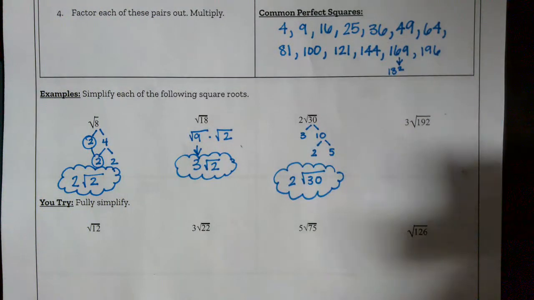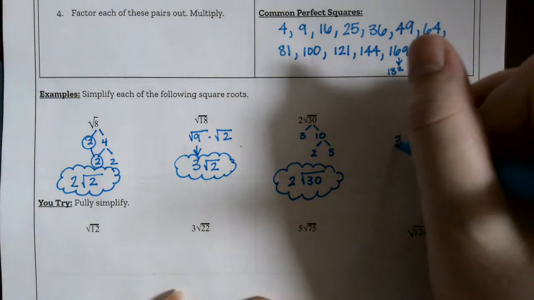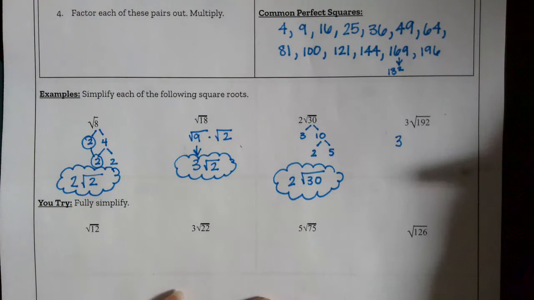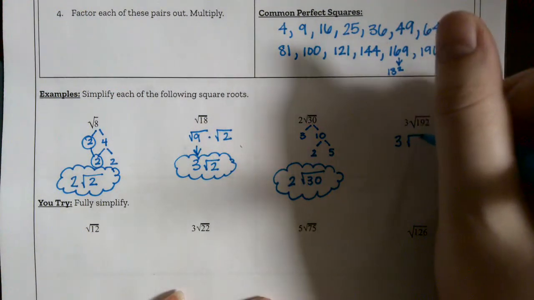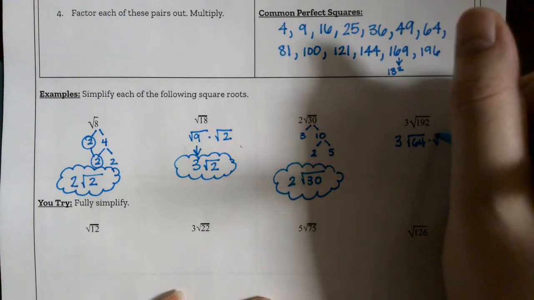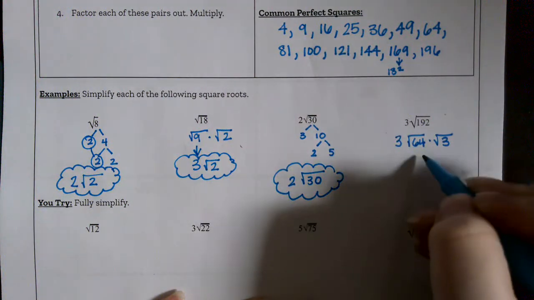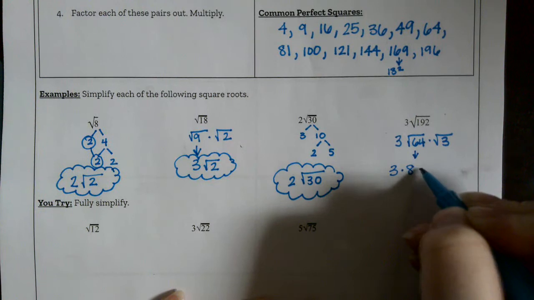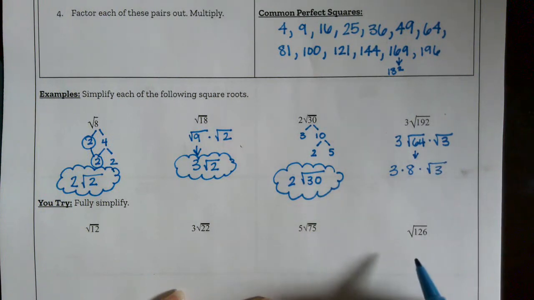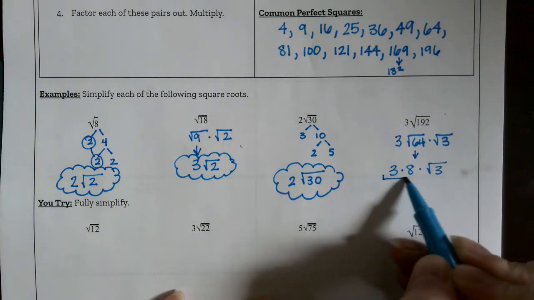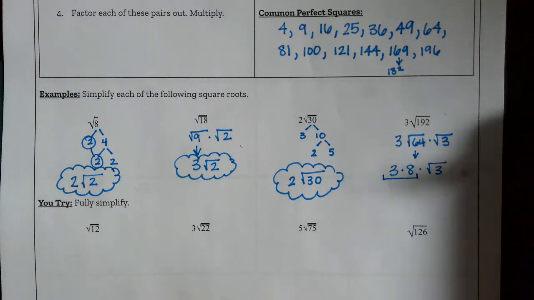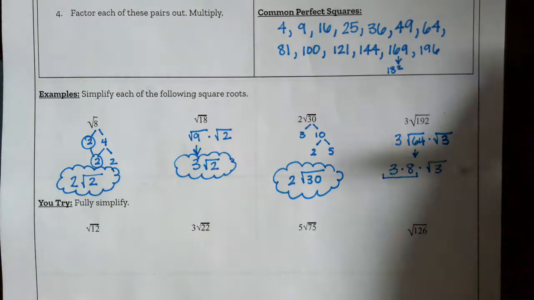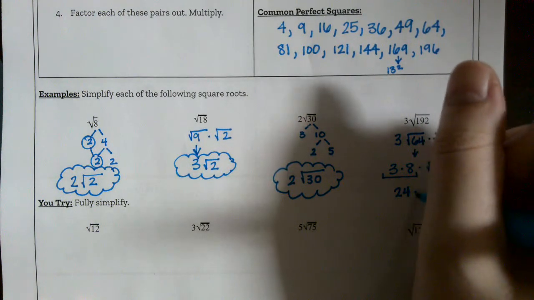And remember, we need to square root it before we factor out, because what this is saying is that the square root of 192 is the same as the square root of 64 times the square root of 3. And the square root of 64 is just 8. So we have 3 times 8 times the square root of 3. If there are ever multiple numbers out front, you need to multiply them together. So we have 3 times 8 to give us 24 square roots of 3.